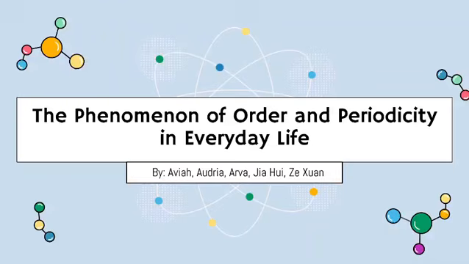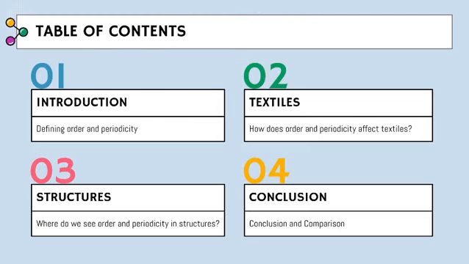We are Group 3 and we will be presenting on Topic 4, the phenomenon of order and periodicity in everyday life. So this is our table of contents.